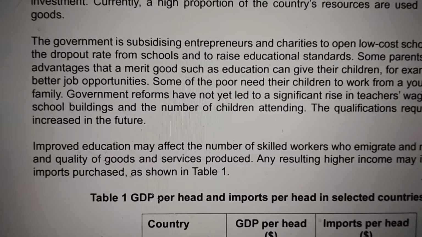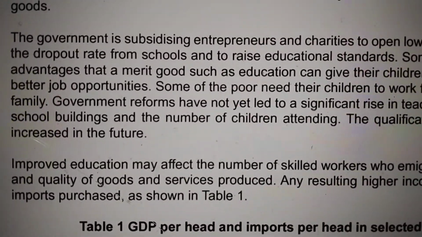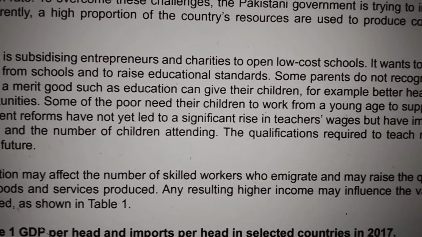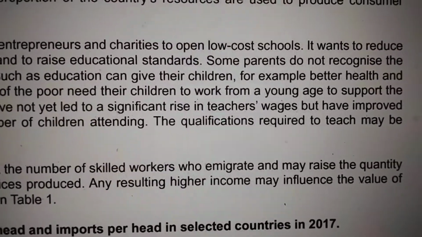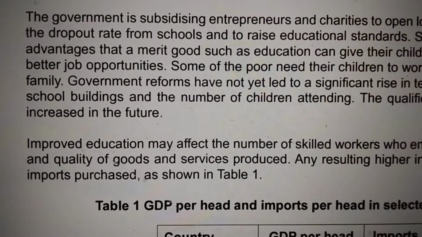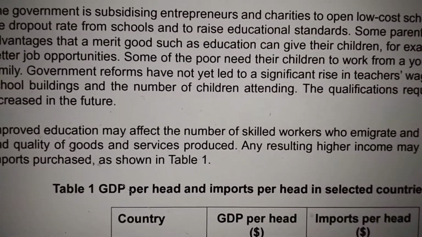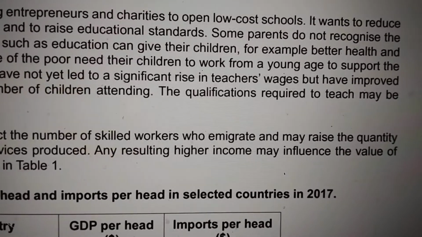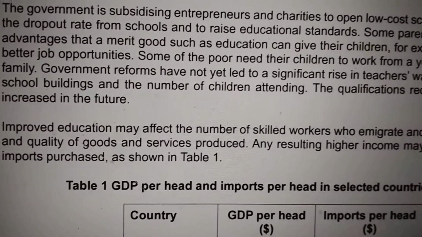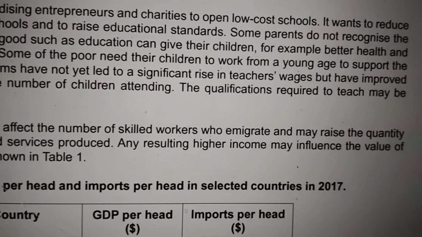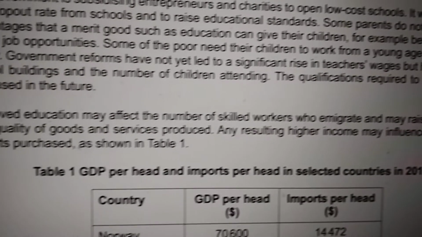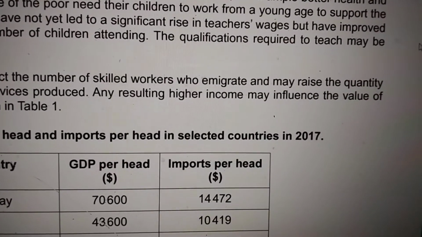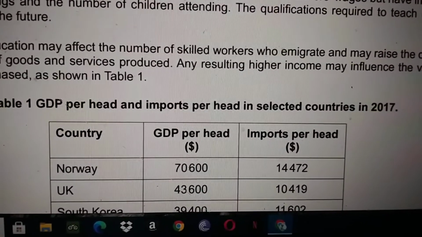In this extract, they are also talking about what the government is trying to do in Pakistan: subsidizing entrepreneurs and charities to open low-cost schools because literacy is really low. It wants to reduce the dropout rate from schools. Children join school, but after some time they have to leave in order to support their families, or maybe they are involved in child labor as well. It's not a good sign, so the government is trying to help these poor children. Improved education means skilled labor workers and maybe an increase in the economy.